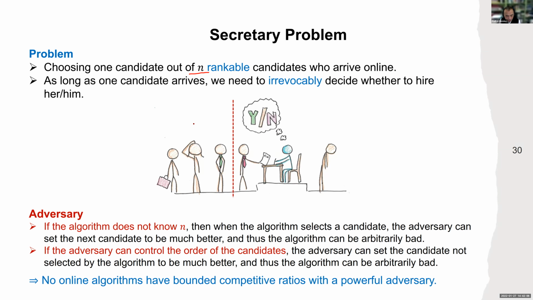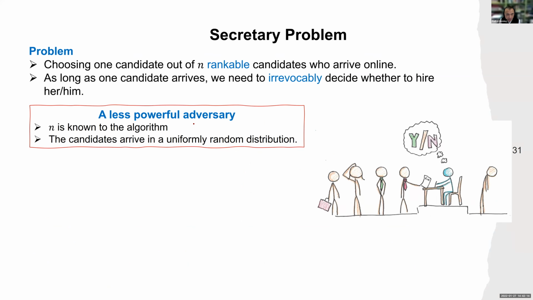So now, as I said, if the adversary is too powerful, then you cannot have any bounded competitive ratio. So now let's see. A less powerful adversary allows you to know n beforehand. You know how many candidates. And also, the candidates will arrive in a uniformly random distribution. In other words, any permutation of the candidates has equal probability to appear to you.